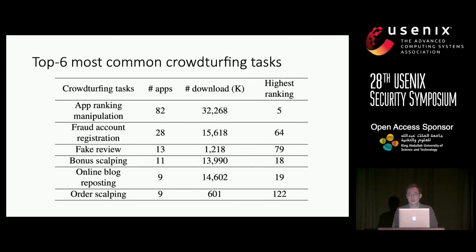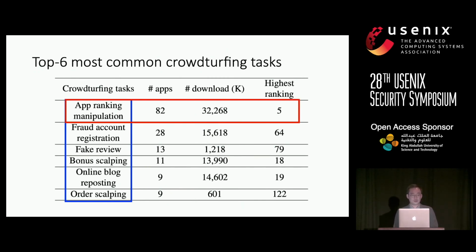The following are the top 6 crowdturfing tasks found in our research. As we can see here, while most of them are similar to web-based crowdturfing, the first one, app ranking manipulation, is included in most mobile client apps. This makes sense because app ranking manipulation can only be done through a mobile client, because the app actually needs to be installed in the phone, and sometimes they request them to even leave a review.